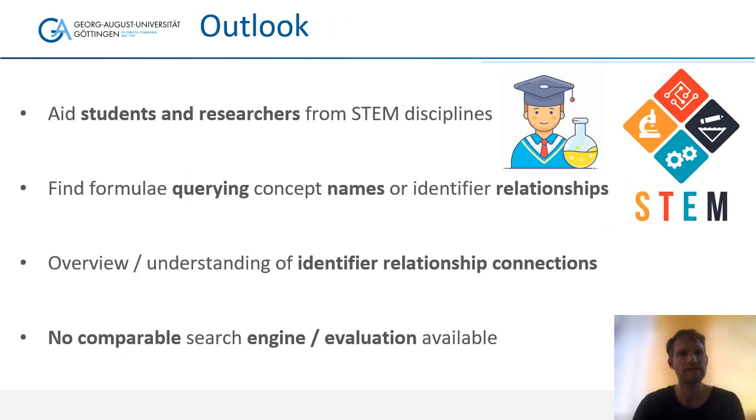Our MathQA system is intended to aid students and researchers from STEM disciplines, science, technology, engineering, and mathematics in finding formulae by querying concept names or identifier relationships. Students can get an overview of identifier relationships to understand connections between different identifier concepts better. To the best of our knowledge, there's no comparable search engine available so far.